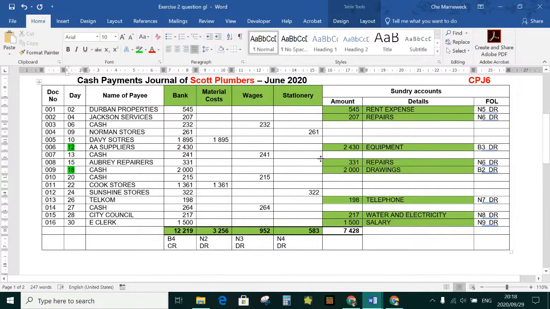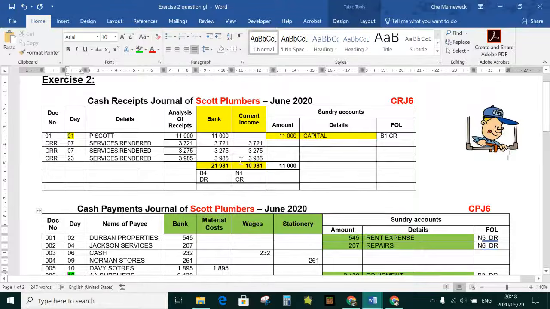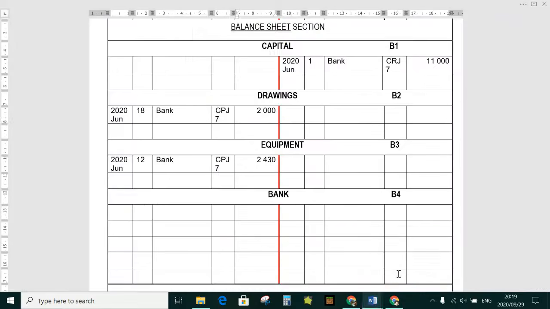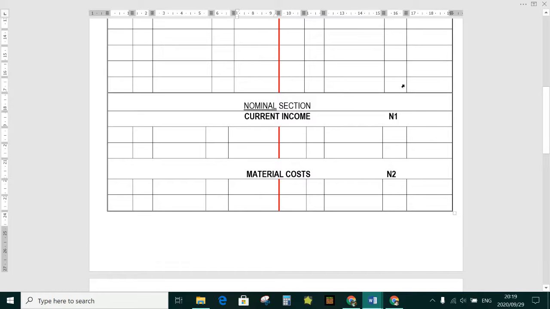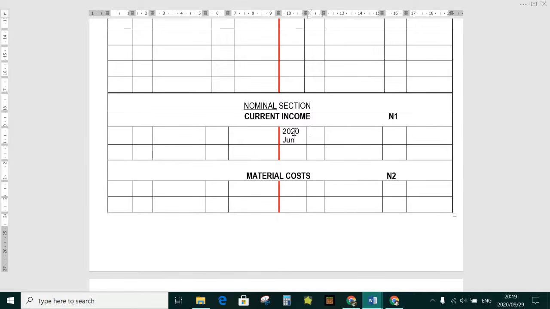We come to bank. Let's just leave bank alone for now. We'll come back. We then move on to N1. N1, current income, it's a column. Because it's a column, that means we take the total on the last day of the month. This is going on the credit side. So we're on the credit side. That means right-hand side. 2020, June. The last day of the month, because it's a column, 30.